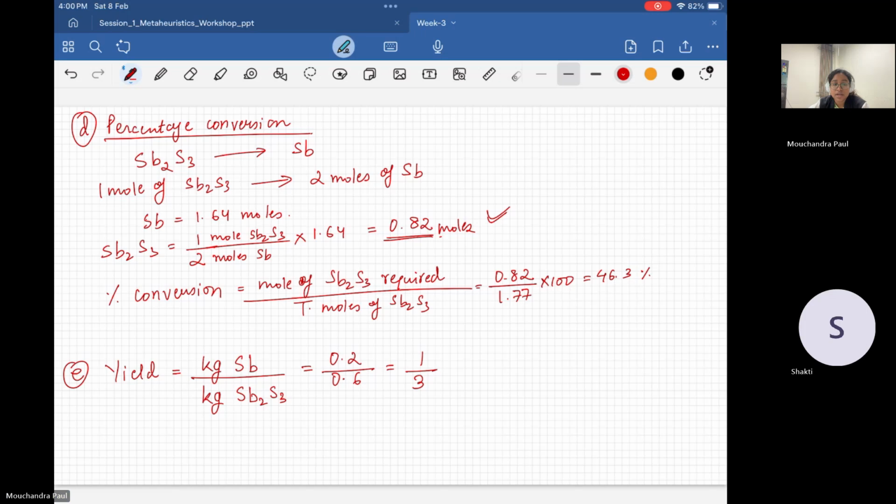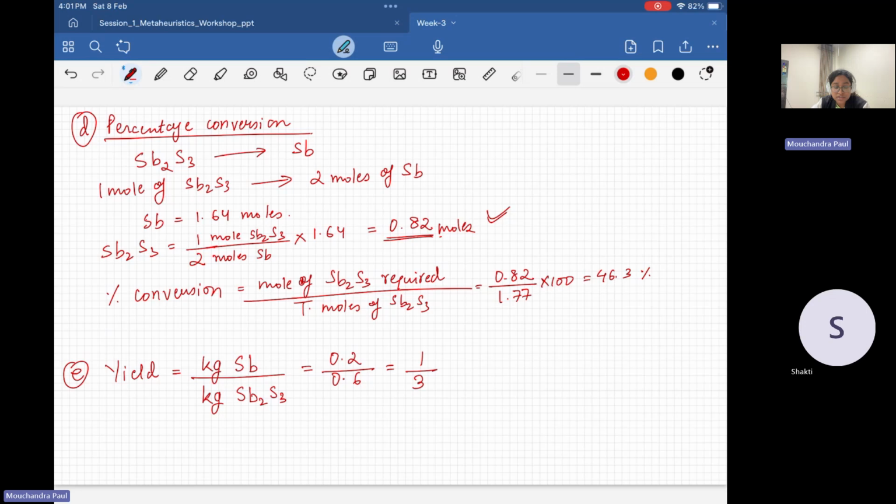Stoichiometrically, we know 1 mole of Sb2S3 is reacted with 2 moles of Sb. But in the actual reactor where the reaction is happening, we got only 1.64 moles. Then how much of the moles of Sb2S3 is actually utilized? That's the question. So when we did this calculation, we got 0.82 moles.